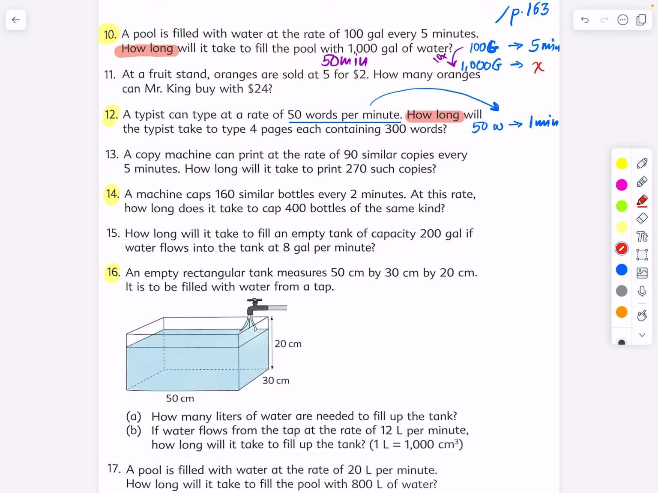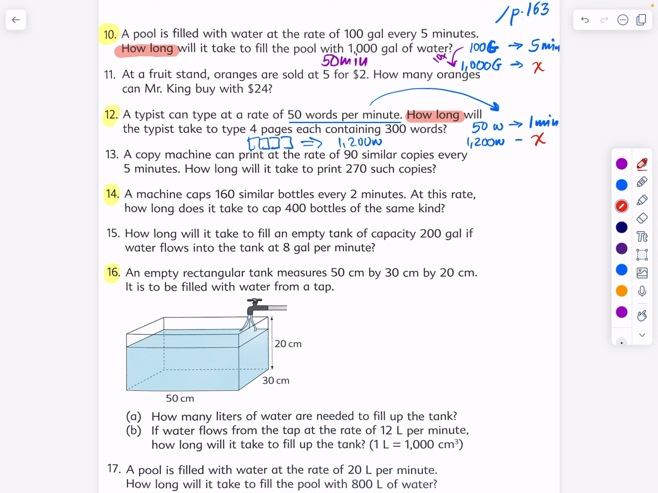How long will it take to type 4 pages each containing 300 words? Well, we know that it's 4 pages and each contains 300 words. It means we have 1,200 words to type. So if 50 words takes 1 minute, what about 1,200 words? Again, X stands for unknown. Well, we can see that 50 to 1,200, right? It's a ratio, right? Can we solve this fraction? Yes, we can do that.